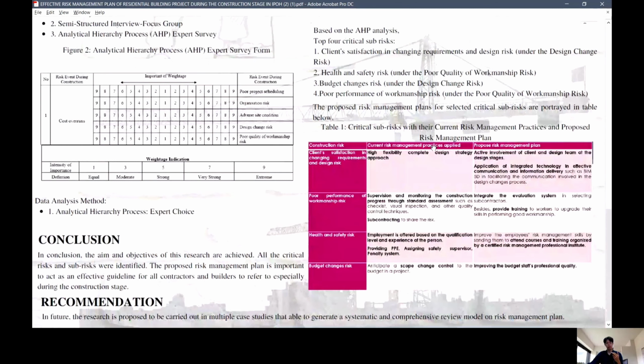Now, last for the recommendation, in future, the research is proposed to be carried out in multiple case studies that are able to generate a systematic and comprehensive review model on risk management plan.